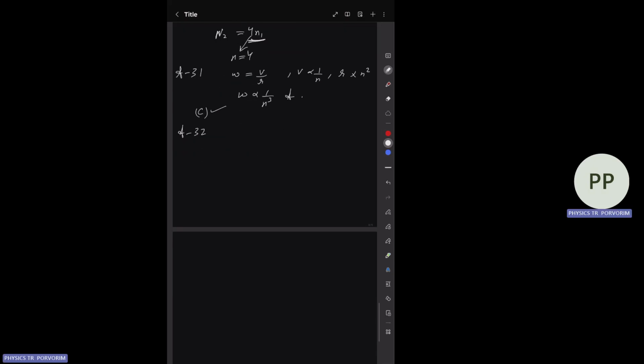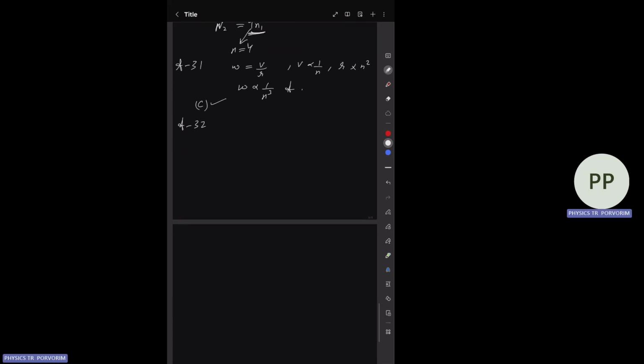Now question 32. The magnetic field induction produced at the center of an orbit due to an electron revolving in the nth orbit is proportional to what? The magnetic field at the center is given by mu naught I by 2r, right? And I is given by q by t. Now t is the time period, basically, so time is proportional to r by v, because time can be written as 2 pi r upon v. So it's basically dependent on r by v.